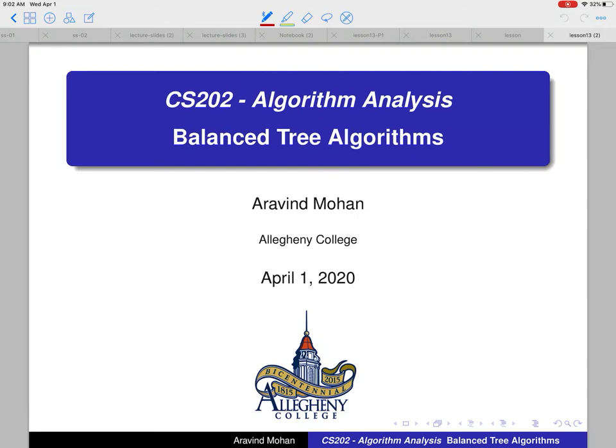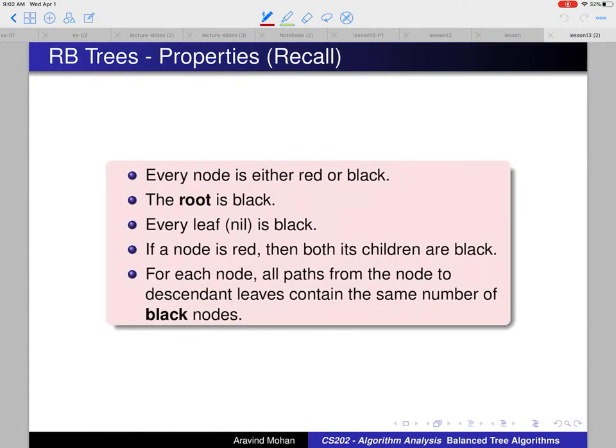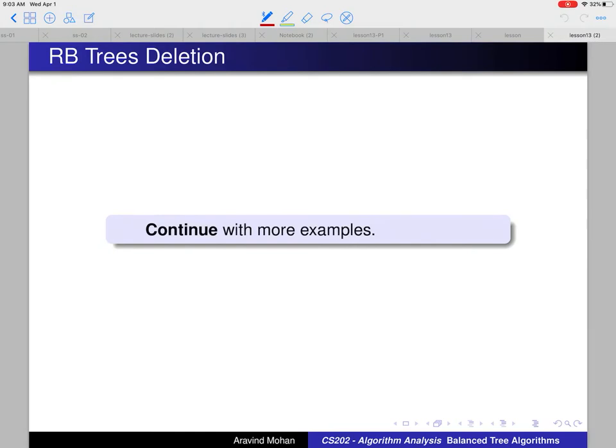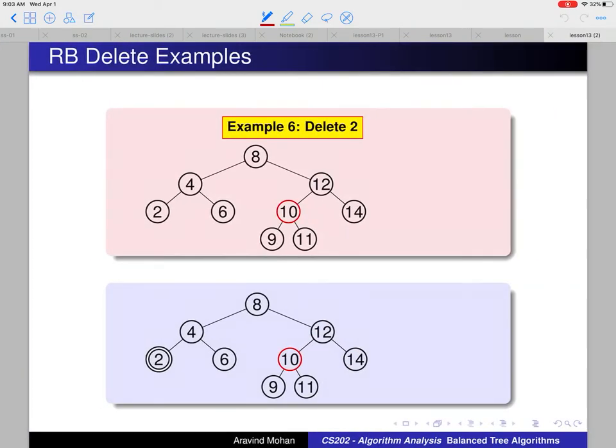In this clip, we are going to see a few more examples of red-black tree deletion. So firstly, if you have not done that already, please go ahead and recall and refresh your memory on the properties of red-black trees. So let's continue to look at some more examples.